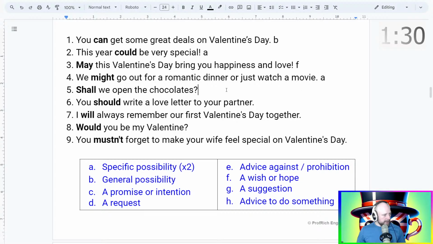Oh, specific possibility. Shall we open the chocolates? Is a suggestion. You should write a love letter to your partner is advice. I will always remember our first Valentine's Day together is a promise or intention. Would you be my Valentine is a request. And you mustn't forget to make your wife feel special is advice. So the answers are B, A, F, A, G, E, C, D, H.